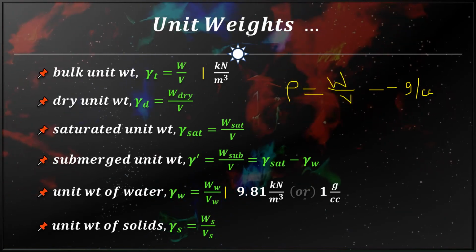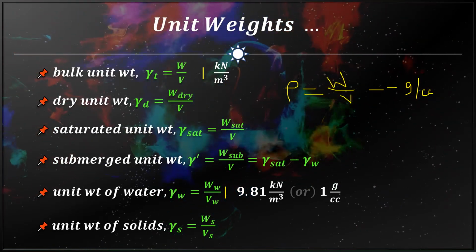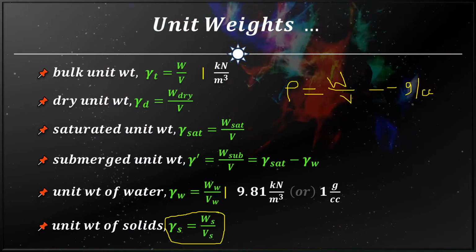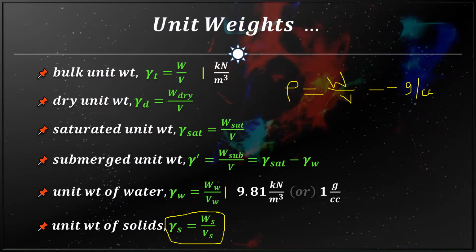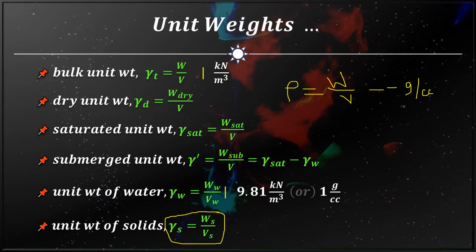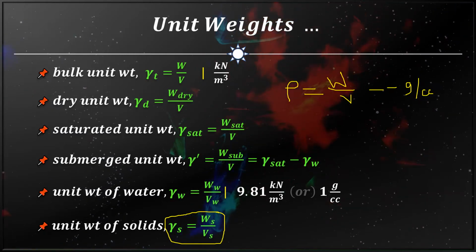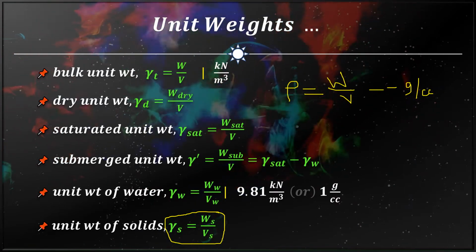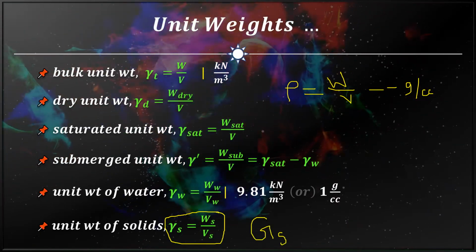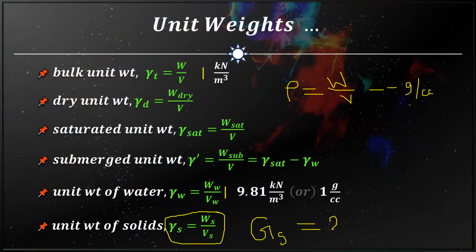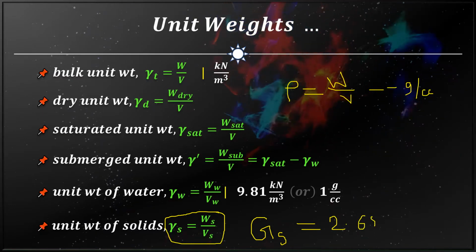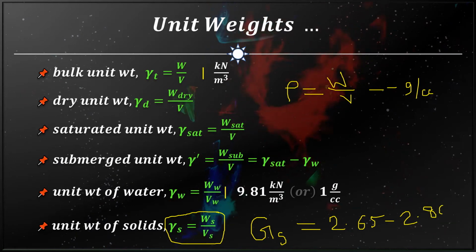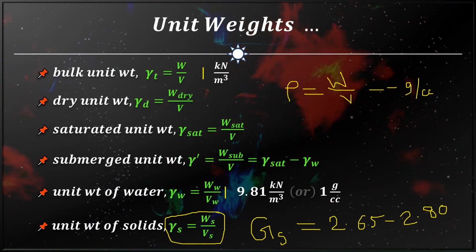And the most important thing is unit weight of solids. So how to calculate that unit weight? Gamma s is equal to Ws divided by Vs, the weight of only the solid content divided by the volume of only solids. So that gives the unit weight of solids. And the specific gravity of the solid, that is Gs, has the range of 2.65 to 2.8. We shall see more about specific gravity formulas in the upcoming slides.